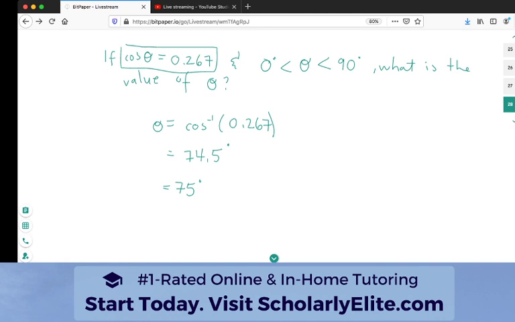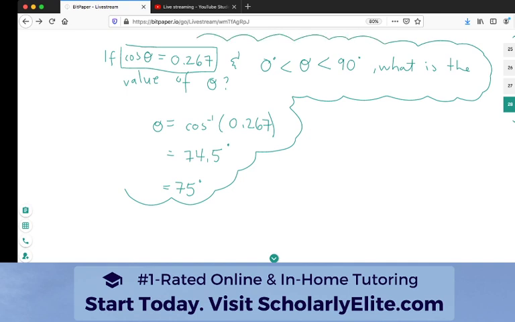Now, what if they said to us cos of theta, so this is one question. Here's a follow-up question, and the likelihood is that you'll actually get the follow-up question more so. For example, you would get a question like cos of theta is negative 0.267, and the possibility is that it's an angle anywhere between 0 and 360 degrees. So theta is between, okay? Now you'll get questions like this all the time on tests. And again, I know you guys are probably not going to be writing tests, but this is really important stuff that you do need to understand, okay?